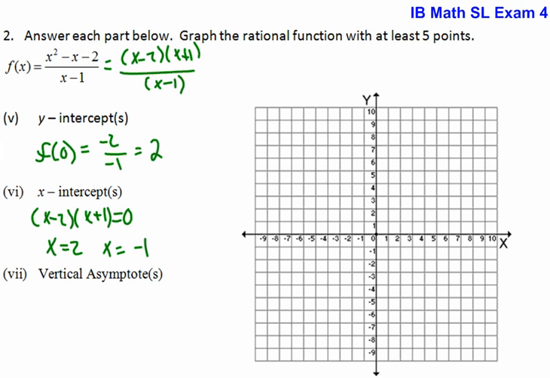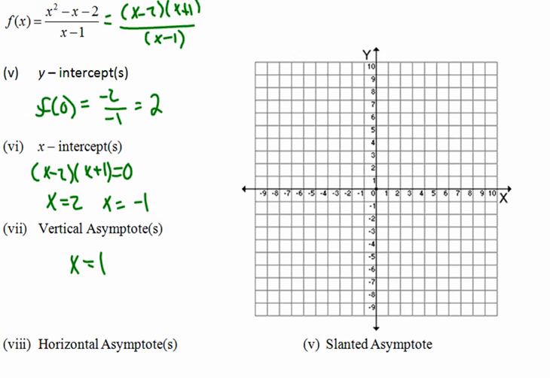Now, what about the VAs, the vertical asymptotes? What value or values make the denominator 0? One value, right? Only 1. So that means x equals 1. Right here, x equals 1 because that's what makes the denominator 0.